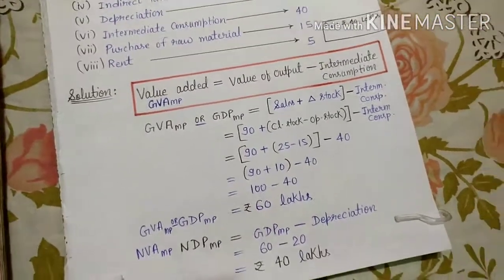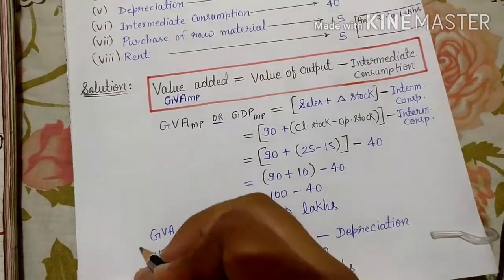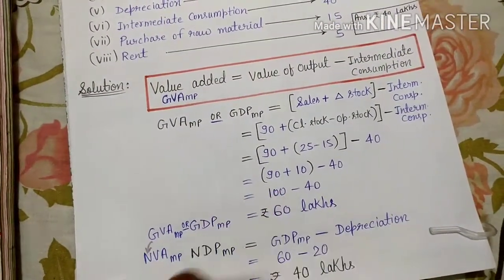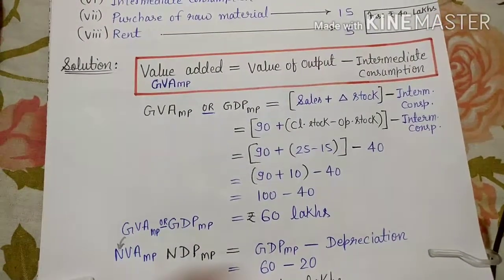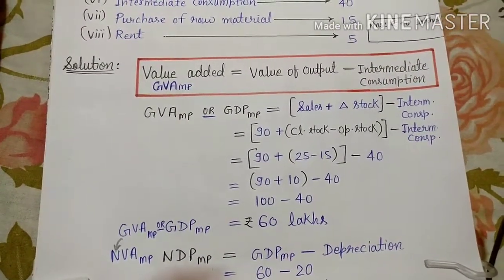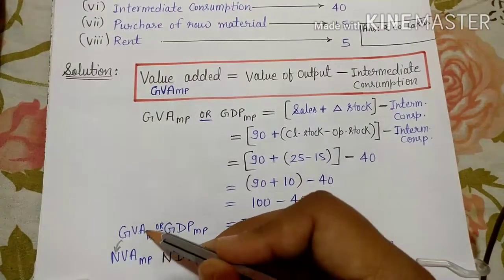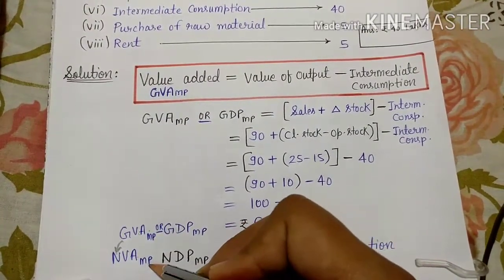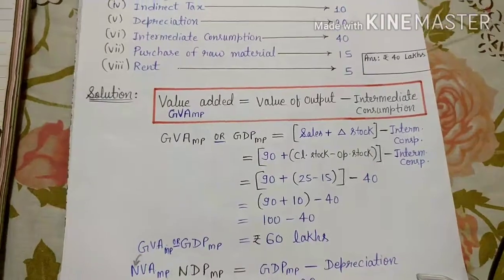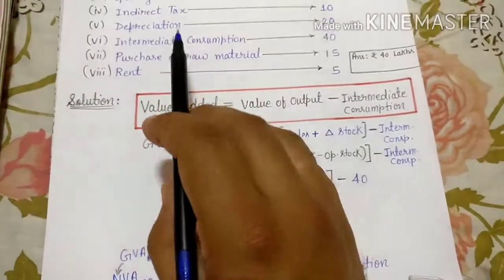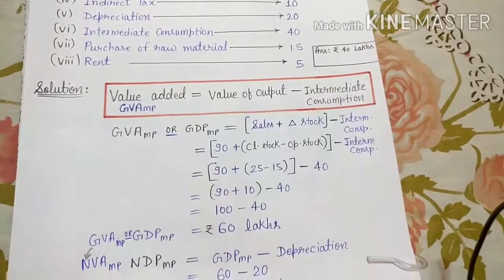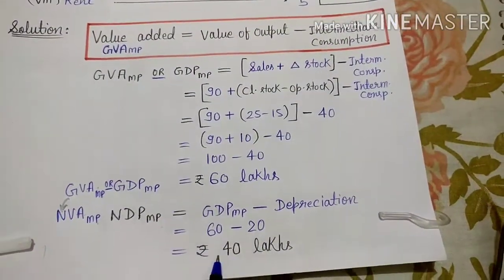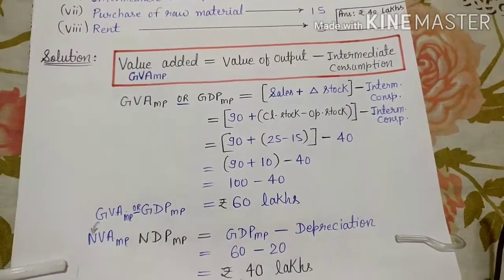Now just check what we have to convert here. Gross to net, what we have to do? You know that very well, when we are converting gross to net, we have to subtract depreciation. Now V same, A same, MP same. It means we only have to subtract depreciation. Depreciation was given 20. So 60 minus 20, that is 40 lakh, and this is our answer.